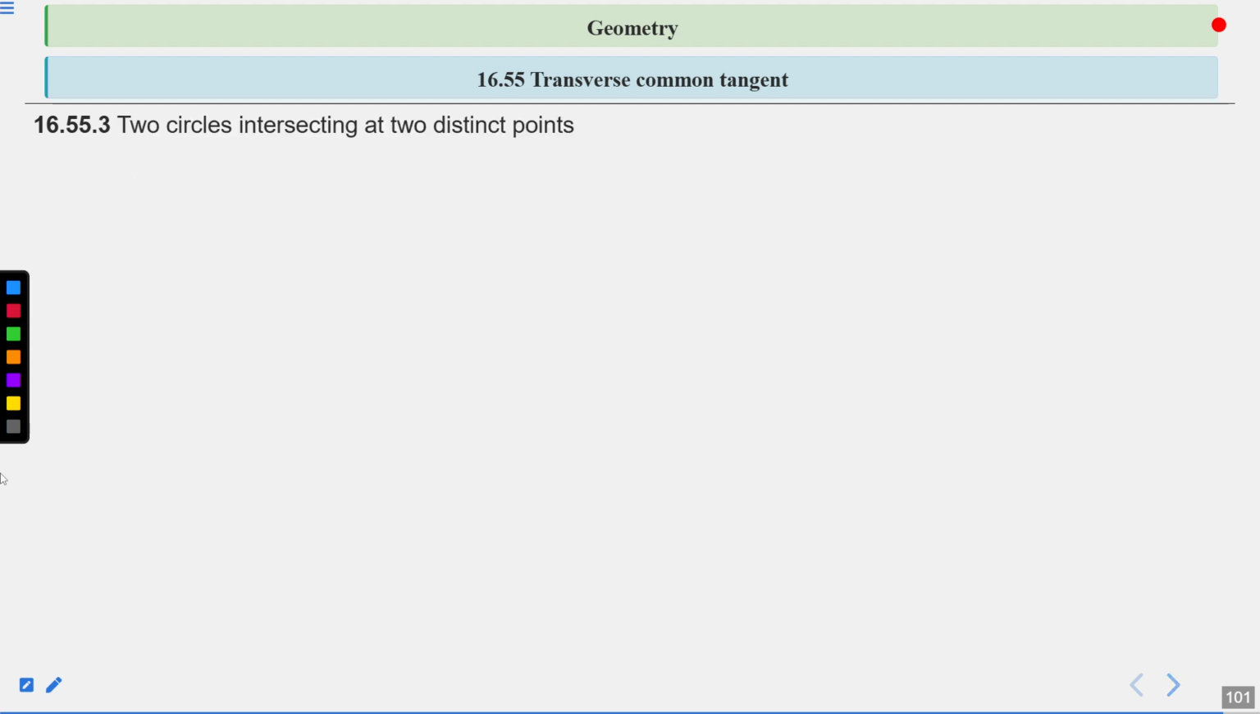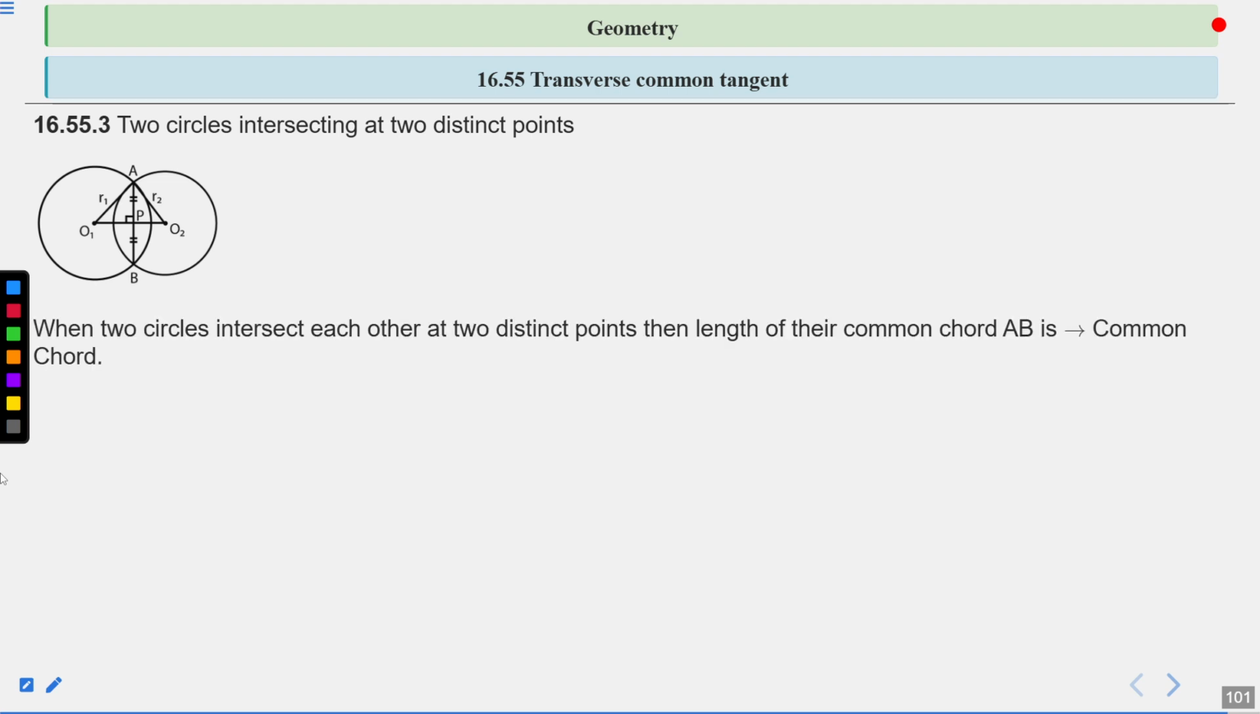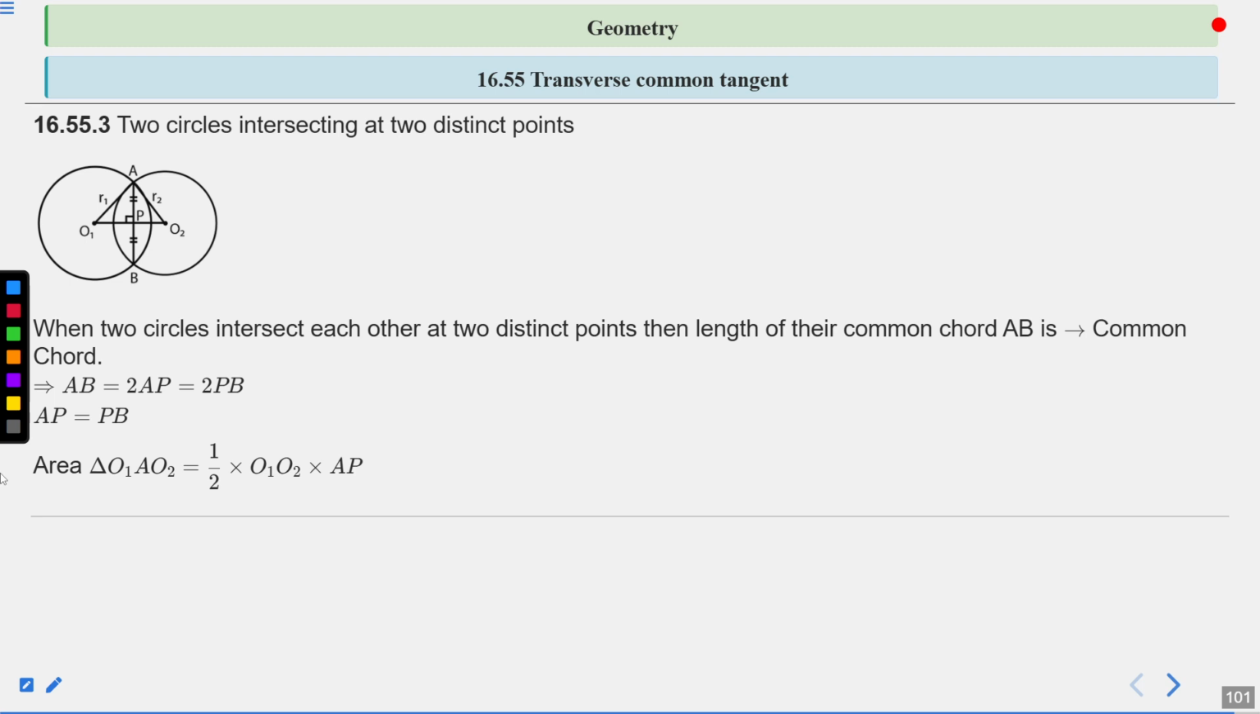Two circles intersecting at two distinct points. This is the diagram where two circles intersect each other at two different points A and B. The common chord AB equals 2 times AP, or 2 times PB, so AP equals PB. The area of the triangle O1AO2 equals half of O1O2 into AP.